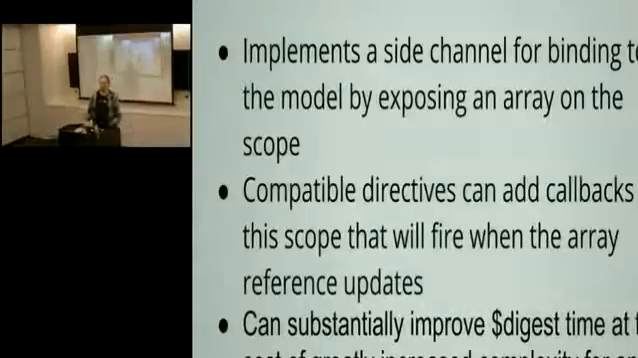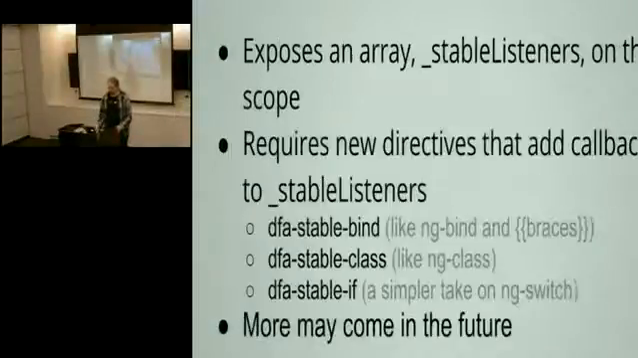But again, it comes at the cost of complexity because now the developers of your app need to know, well, gee, I need to know when to use a stable bind, when to use an ng bind, what does this mean? So the way that works under the hood is it exposes on its scope, which is visible to all of its children, a stable listeners array, and then all they do is just add functions to that, and it calls them when it's time to update. It's pretty simple.